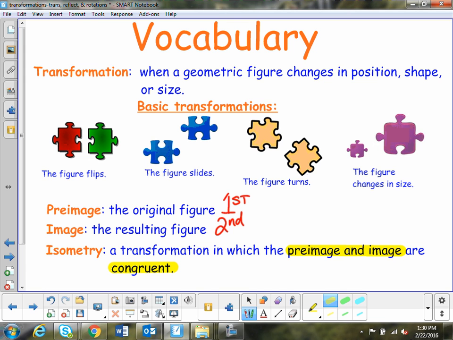So based on being congruent, the only one we've done is dilation. Would that be an isometry? So they're congruent figures? No, one is smaller, one is larger. Those are similar figures. So basically, all the rest would be isometries. Okay, everybody got the definition? Who's still writing? Raise your hand.